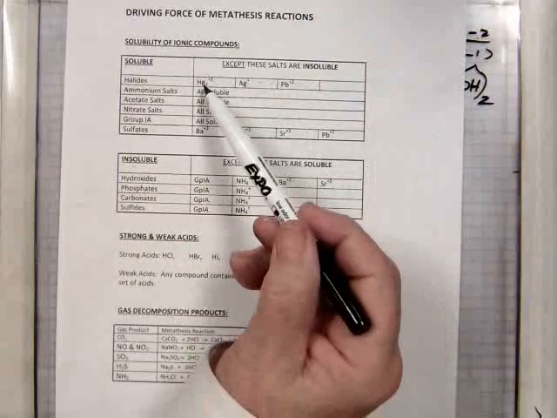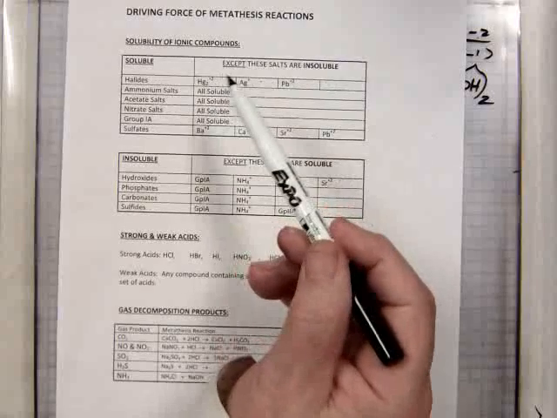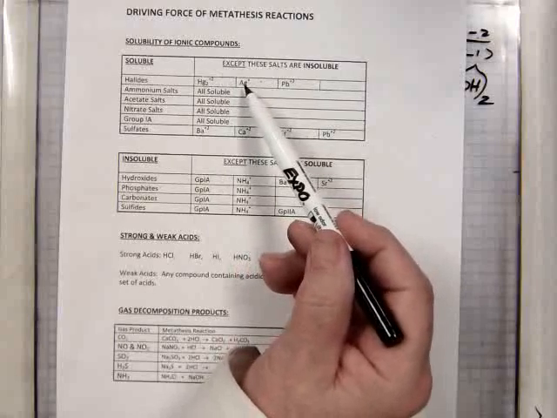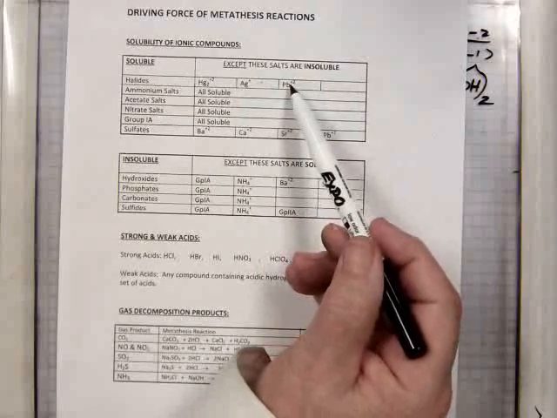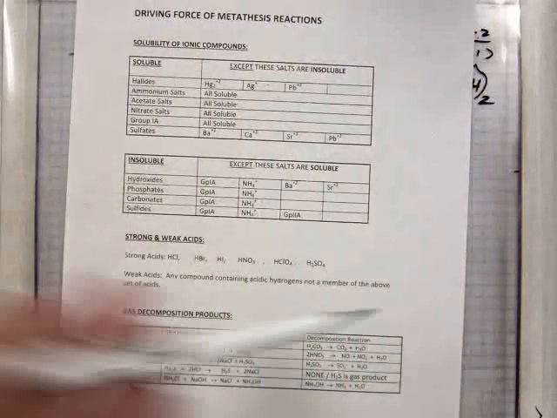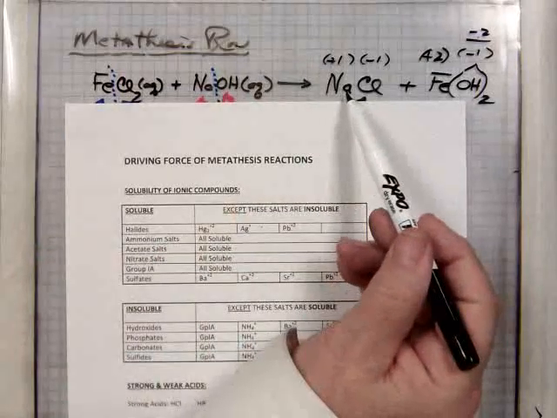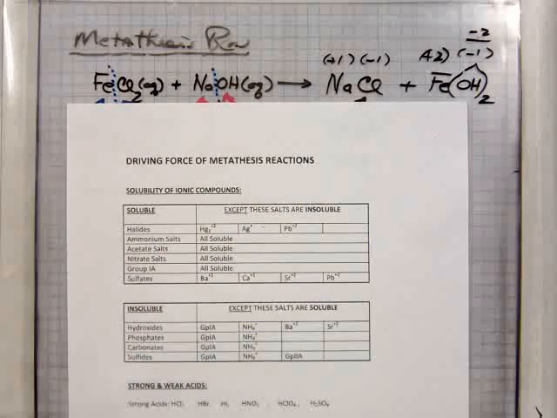Mercury halide, mercury chloride, mercury bromide, mercury iodide, or lead, silver, silver chloride, silver bromide, silver iodide, silver fluoride, or you might see a lead chloride, bromide, or iodide. Yeah, those would be driving forces. So when we look at our compound now, is that a silver, lead, or mercury? No. So this is not a driving force. It remains soluble. That's what I'm trying to teach you here. See the point? How to use the table.